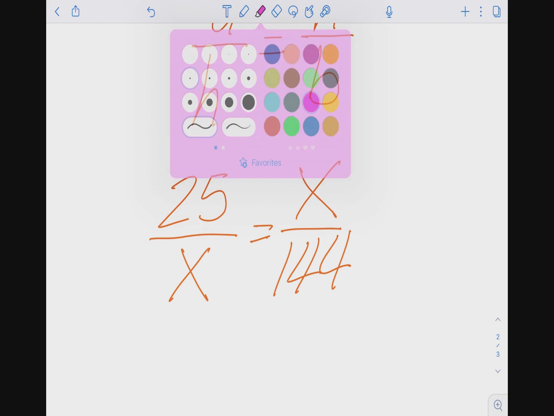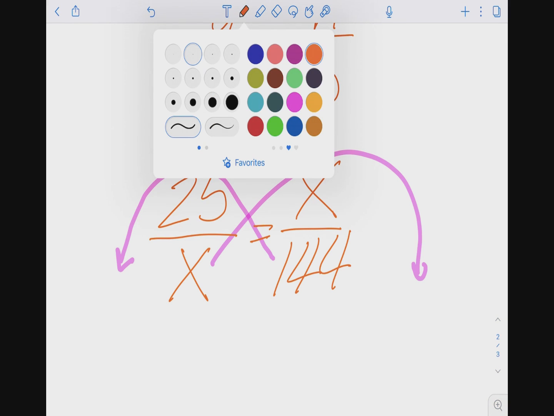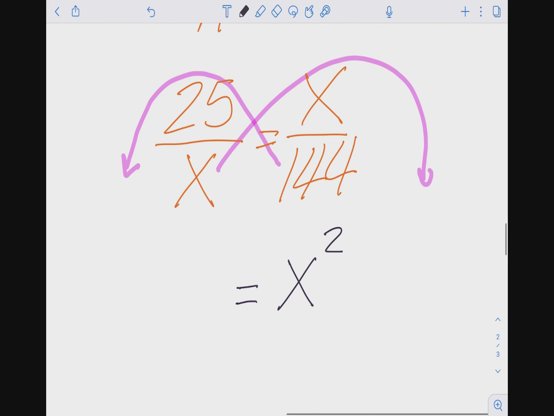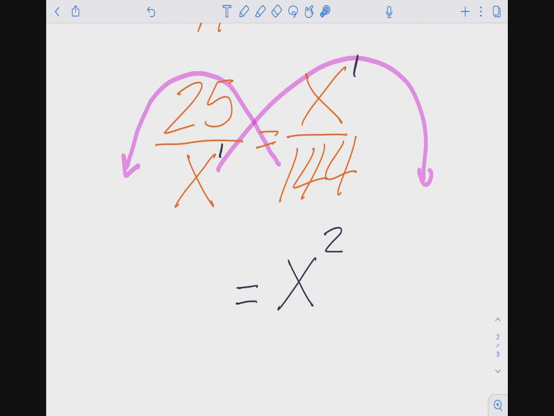We are going to bird multiply, butterfly multiply, I don't know, or cross multiply, right? So the easy one here is X times X is X to the power of 2, right? Because remember, invisible 1 here and invisible 1 here, 1 plus 1 is 2, so I get X squared, right? And then I have 25 times 144, so I'm going to go over here and I'm going to say 25 times 144 gives us 3,600. So I'm going to go back over here and I'm going to say 3,600.